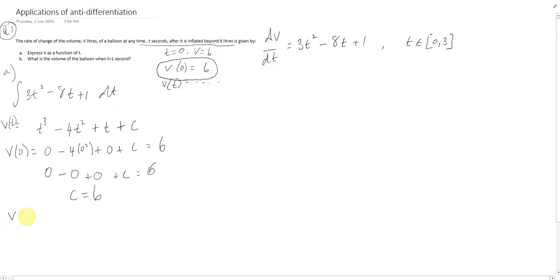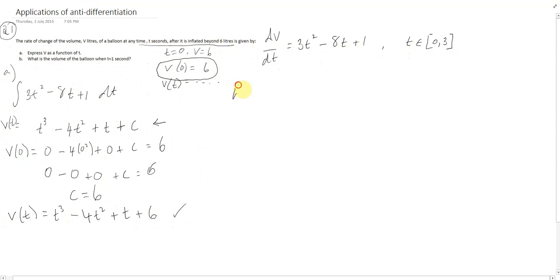So here's our final answer. V in terms of t is equal to t cubed minus 4t squared plus t plus 6. So it's combining our c equals 6 and this bit here for our expression of the volume. So let's read our question again just to make sure we've done it. Have we expressed V as a function of t? Here it is. Yes, we've done it. Okay, excellent.